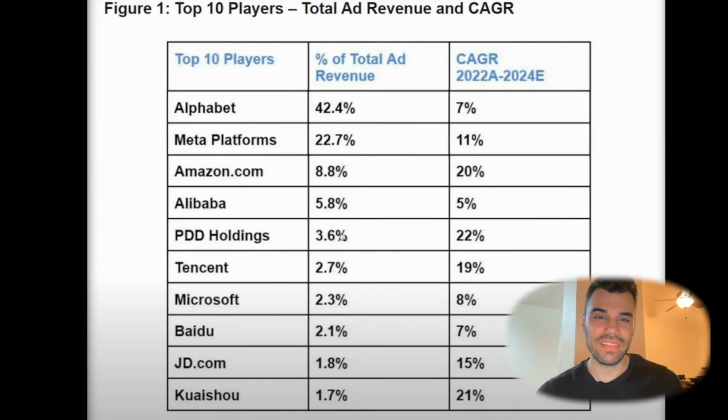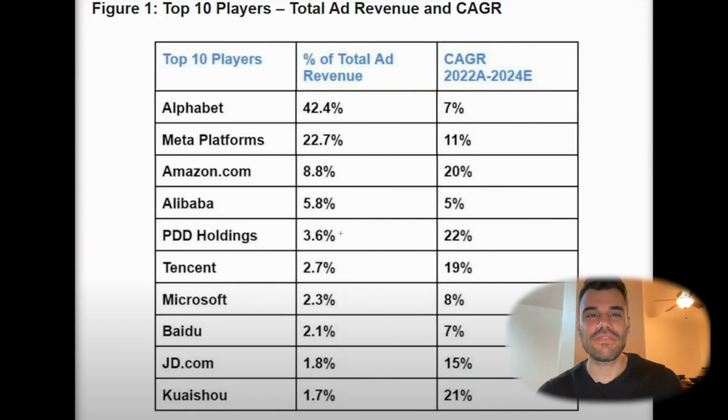I'll wrap up the video with the top 10 players, total ad revenue, and CAGR for 2023. Now we can see Alphabet, which is Google's parent company, of course, accounted for 42.4% of the total ad revenues globally. And then it was followed by Meta and Amazon and the other players. But 42% of the total ad revenue of the world was generated through Google. So Google is a top contender.